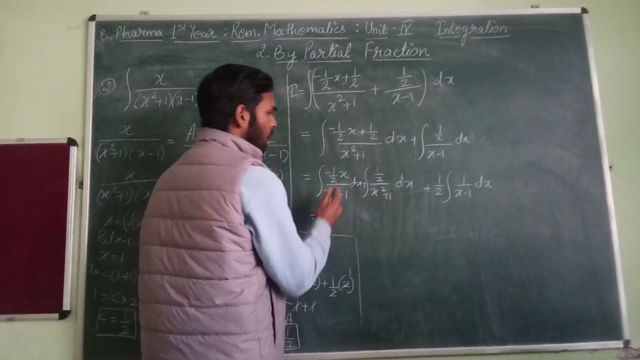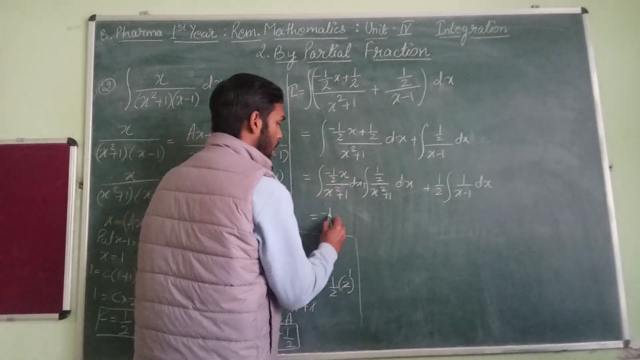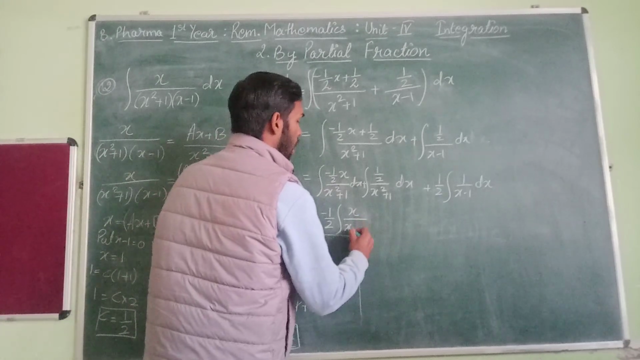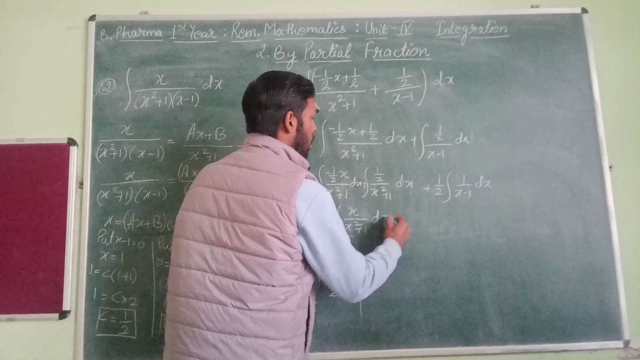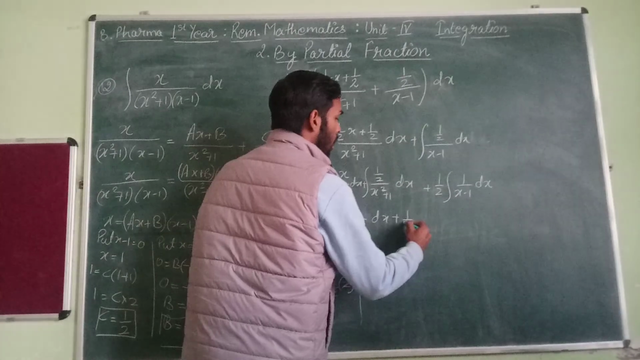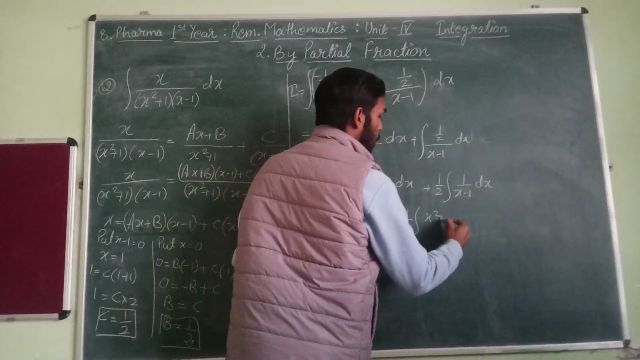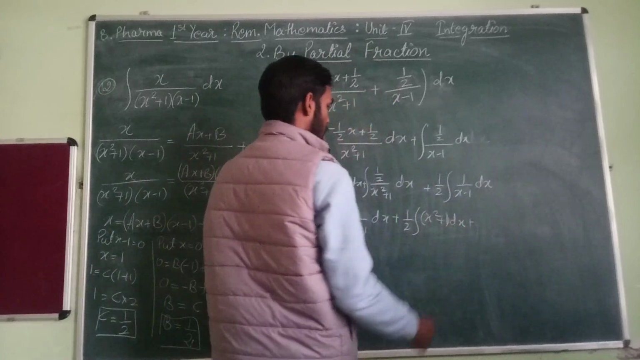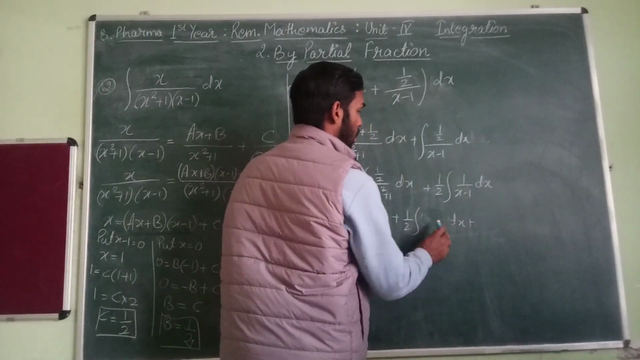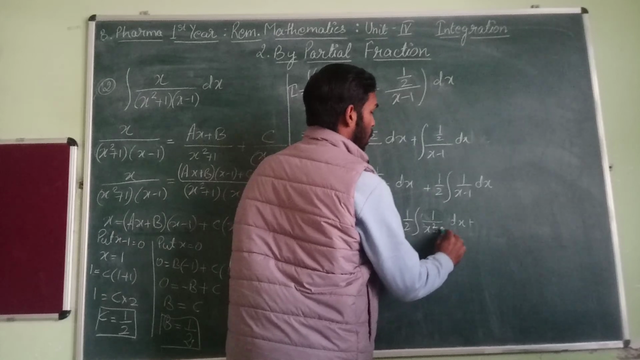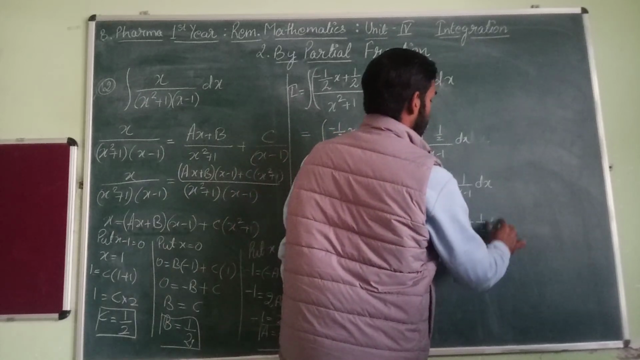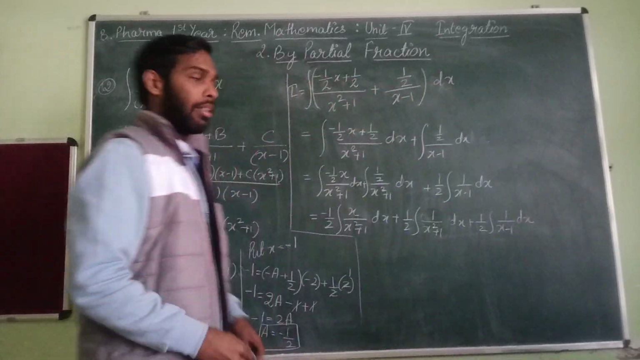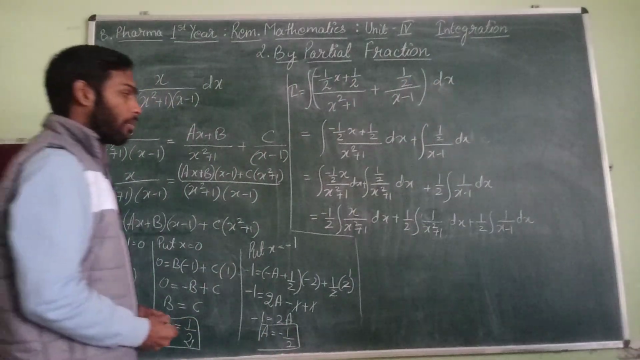Next, again you can take this minus half outside as common. What will be the remaining? Integral x upon x square plus 1 dx. You can take this half outside of the integral, half integral 1 upon x square plus 1. Okay, up to this step we have solved.